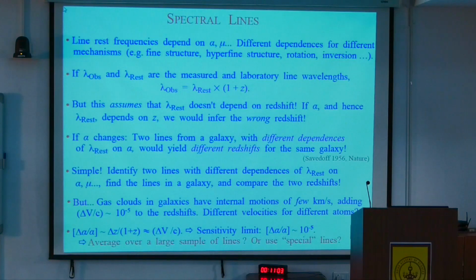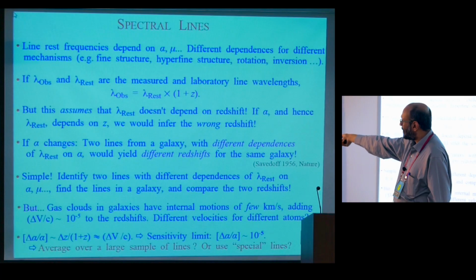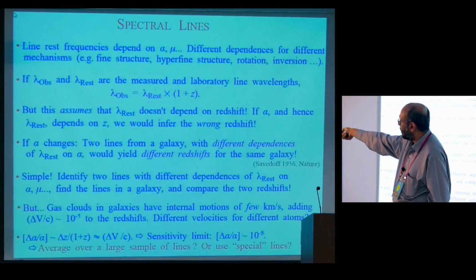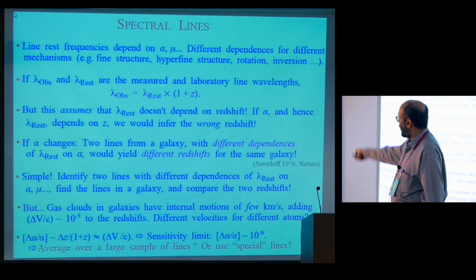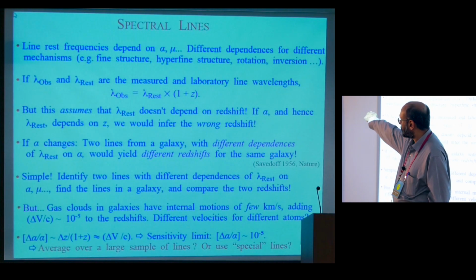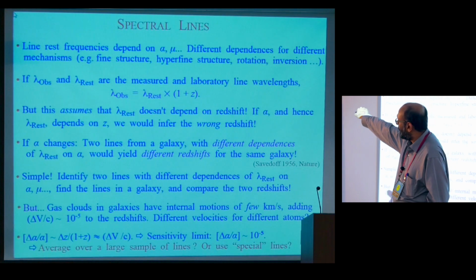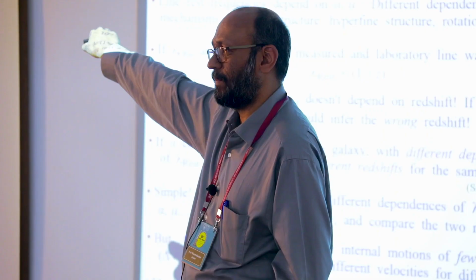And the way you do it is that, if lambda observed and lambda rest are the measured and the lab line wavelengths, the redshift is defined by this trivial equation: lambda observed is lambda rest times 1 plus z. But this implicitly assumes that lambda rest does not depend on redshift. You're assuming over here that you can apply the lab wavelength to the galaxy at redshifts of 1 or 2 or whatever. So suppose we say that alpha depends on redshift or on time. That means that lambda rest depends on time. What this means is that you'll put the wrong value of lambda rest in this equation, you'll measure lambda observed, and you'll infer the wrong value of z over here.